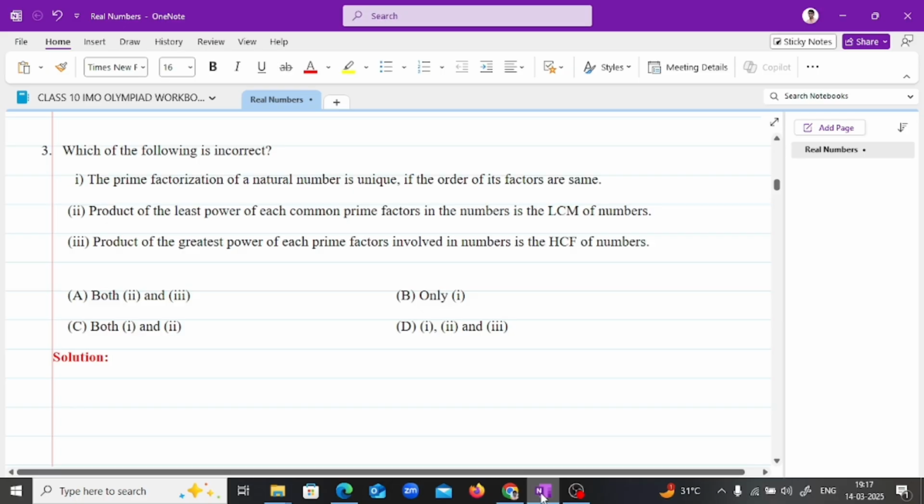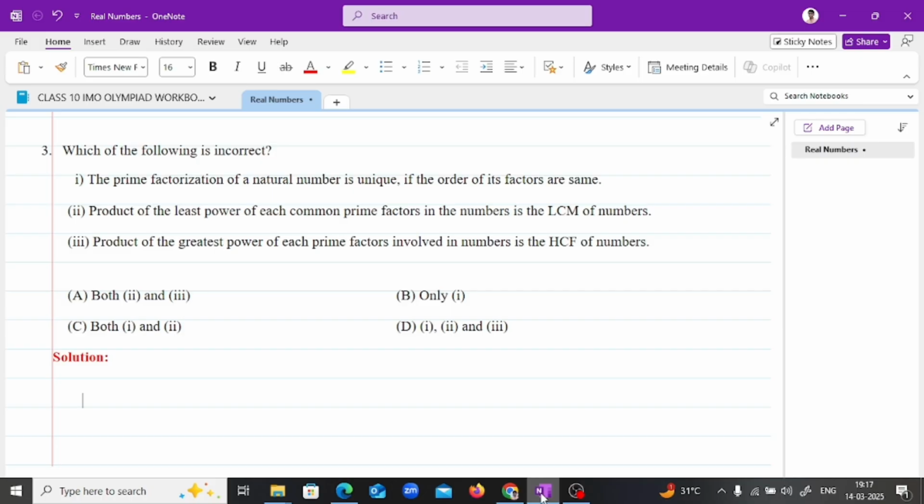Question number 3, which of the following is incorrect? First, the prime factorization of a natural number is unique if the order of its factors is the same. Second, the product of the least power of each common prime factor in the numbers is the LCM of the numbers. Third, the product of the greatest power of each prime factor involved in the numbers is the HCF of the numbers. A, both 2 and 3. B, only 1. C, both 1 and 2. And D, 1, 2 and 3. We need to find the incorrect statement.